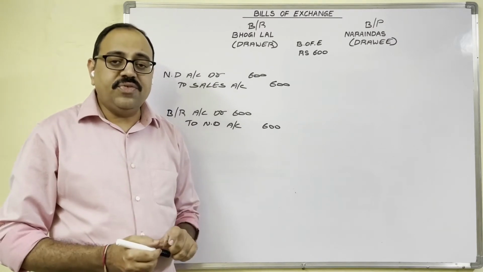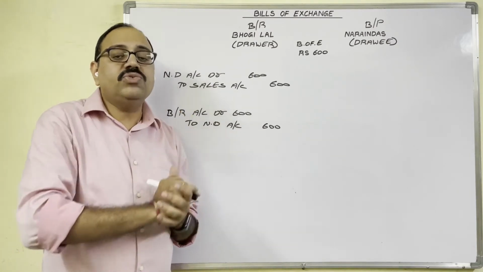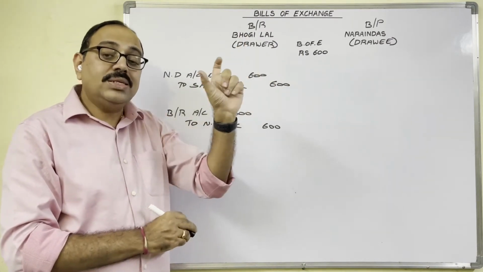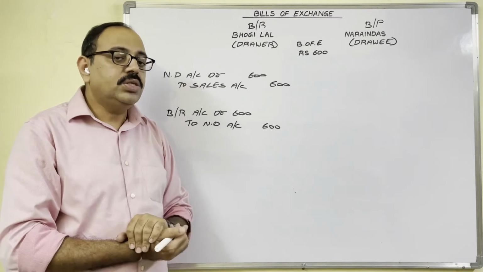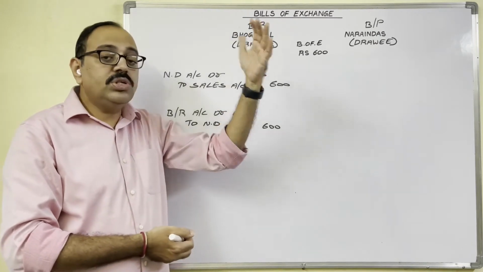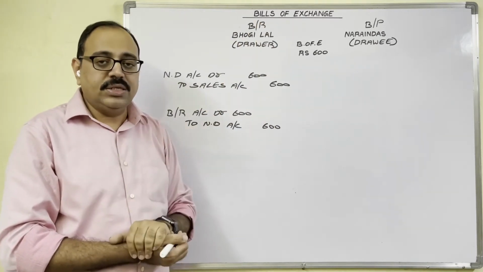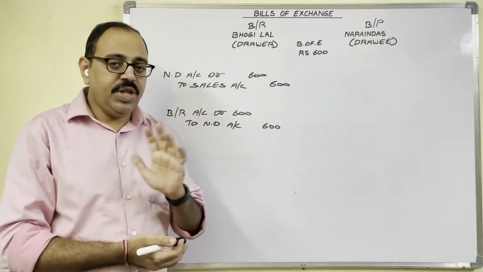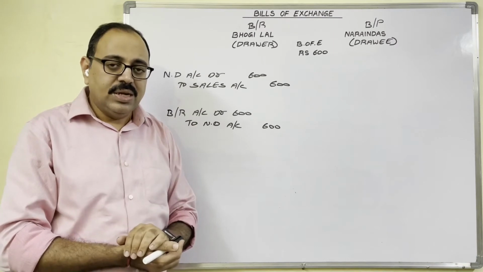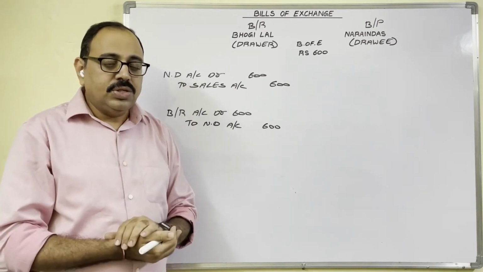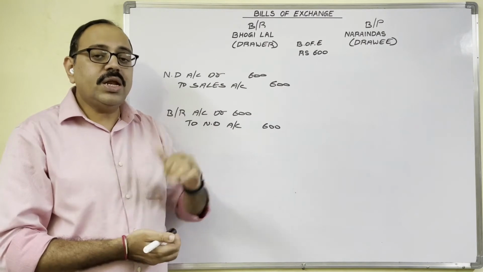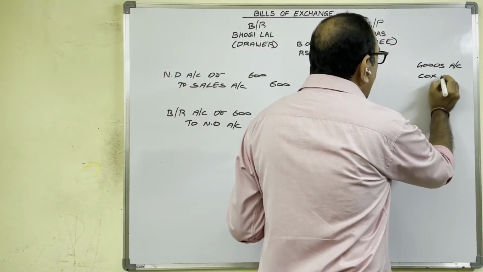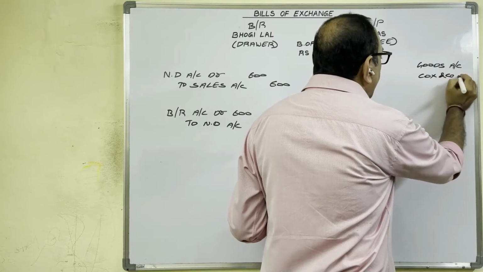To understand this entry, first we should see what happened before this. Bhogilal is liable to Cox and Company. Why? Suppose he purchased goods from Cox and Company on credit, 650 rupees worth. This is a transaction. Let us think of the entry for this. From Cox and Company, goods are coming. Goods account is one account. Cox and Company account is another account.